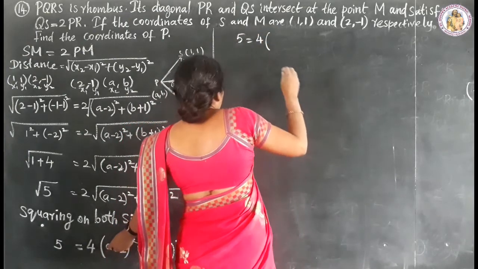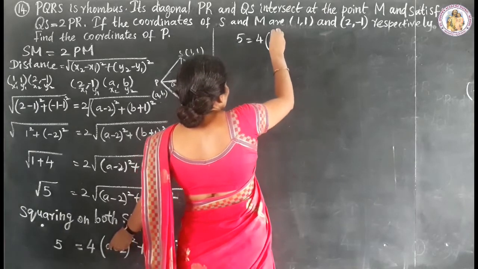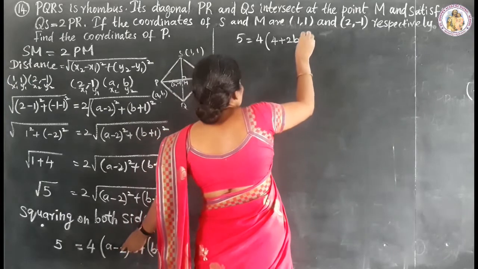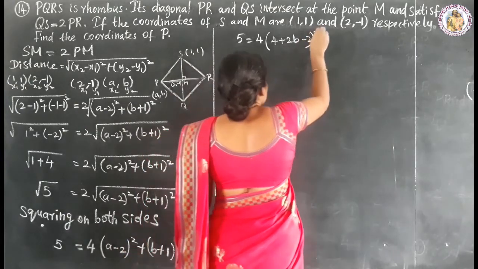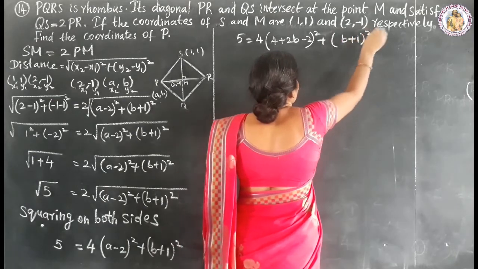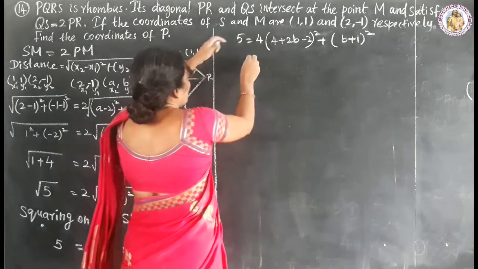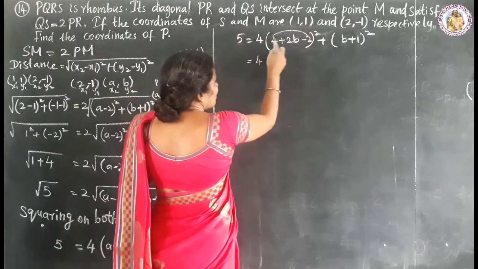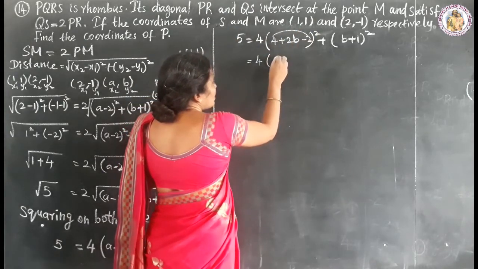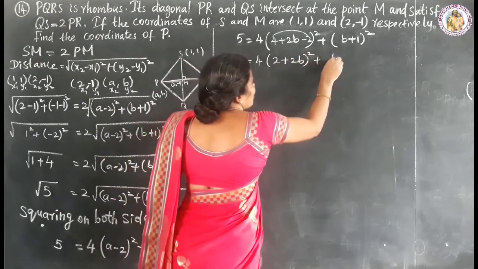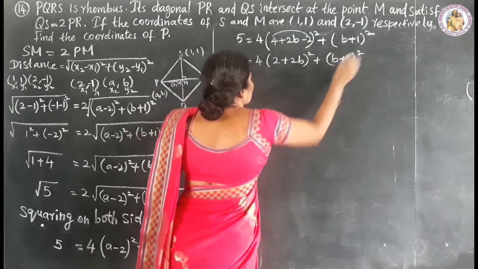Substitute the value of A. A is equal to 4 plus 2B, minus 2 whole square plus B plus 1 whole square. Okay, now here 4 and different sign. So plus 4 minus 2 is 2 plus 2B whole square plus B plus 1 whole square.